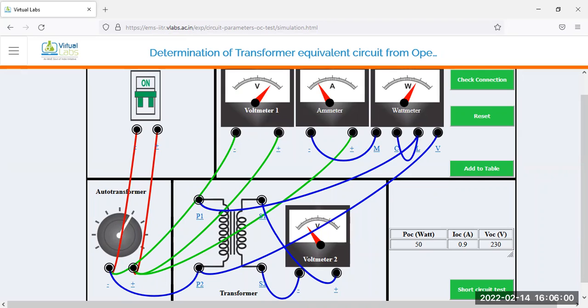That means short circuit test. So you will move to the short circuit part. Okay. So just note down all these three data and just click here. So you are able to get into the short circuit test part. So just click here.